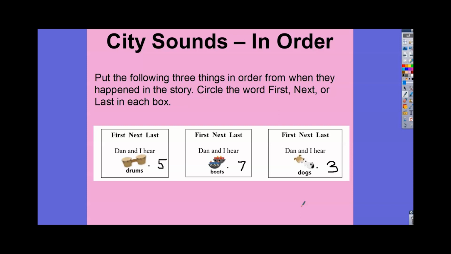Look at our numbers. Which one came first in our story? Point. Very good. On page 3, that was our first thing out of these, so we're going to circle first. Point to the one that would be next. Very good. On page 5 would come next in this order, hearing the drums. And what would be last in this order? Very good. The boats. Now this isn't last in the story, it just is last out of these choices.